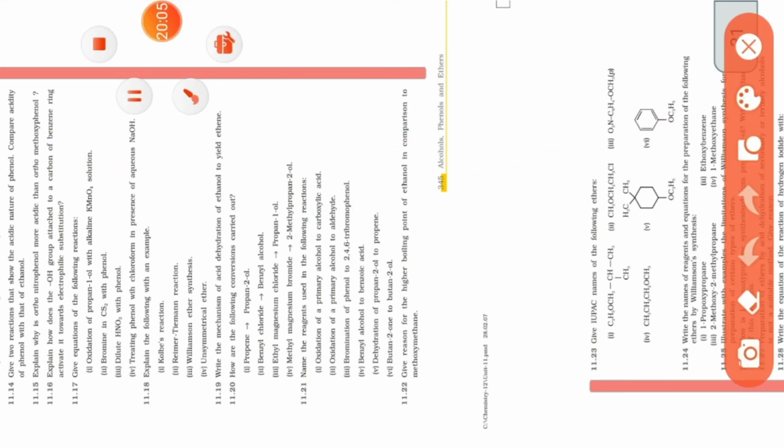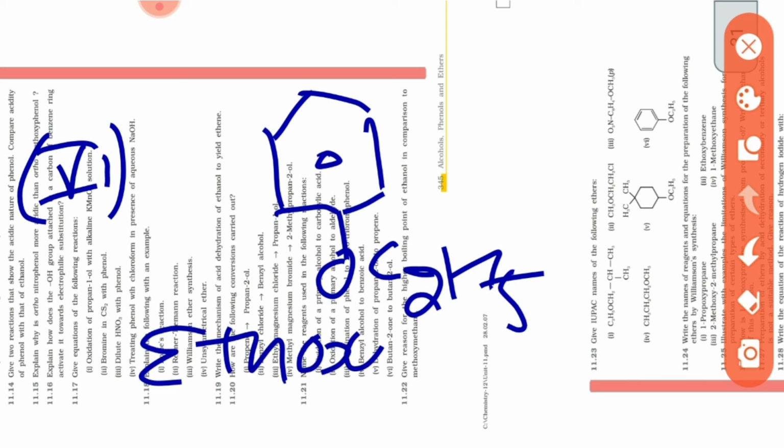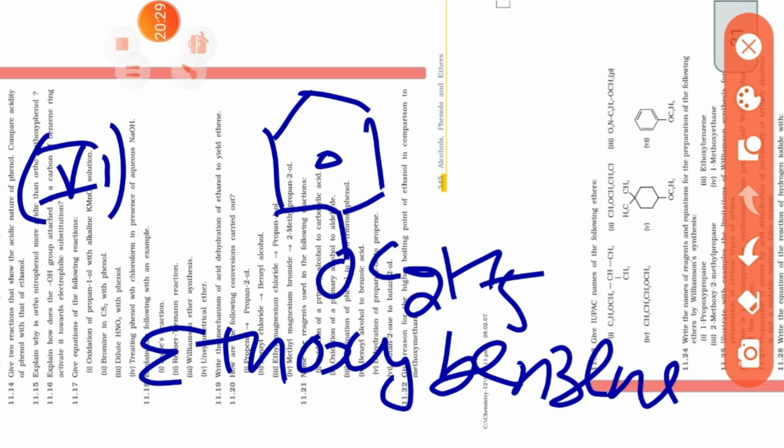Clear? Then after that number 5, sorry, number 6 is there. It's very easy. Simply they have given you benzene OC2H5. Then this is called ethoxy benzene. What do you call it? Ethoxy benzene. Okay students, thank you very much.